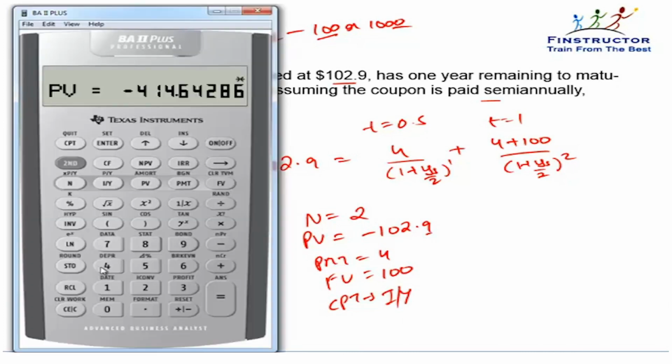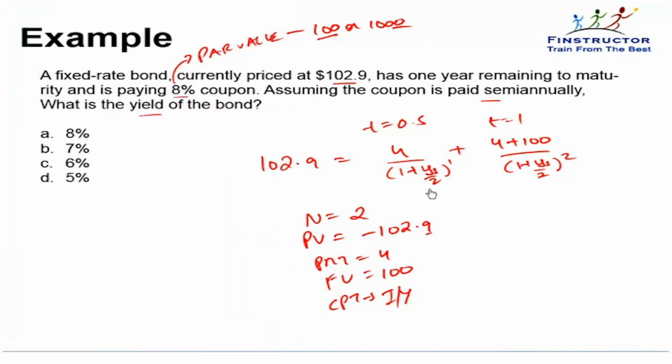So let's do it. Press 2 and press N. Press 102.9 and press PV. Press 4 and press PMT. Press 100 and press FV. Press the button compute and press I/Y. We get the I/Y as 2.4955 or approximately 2.5%. So the periodic discount rate comes out to be 2.5%.